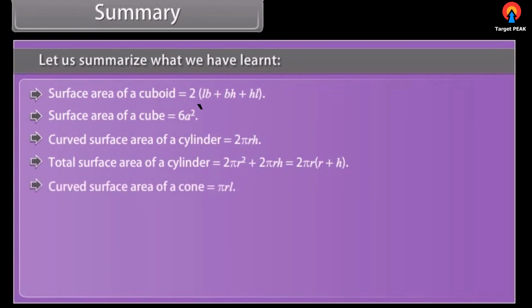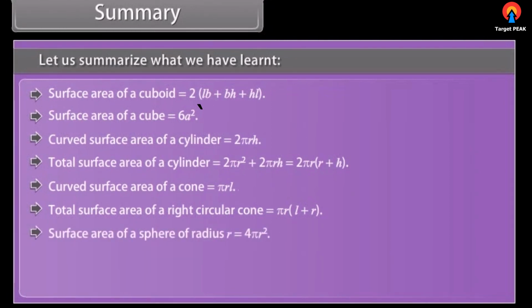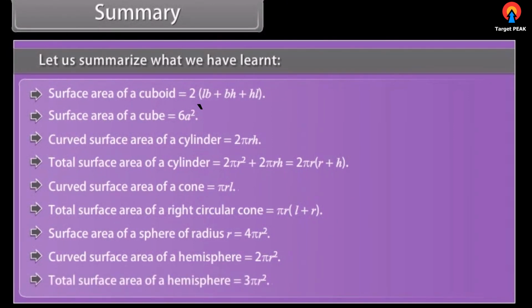Curved surface area of a cone is equal to pi rl. Total surface area of a right circular cone is equal to pi r into (L plus r). Surface area of a sphere of radius r is equal to 4 pi r square. Curved surface area of a hemisphere is equal to 2 pi r square. Total surface area of a hemisphere is equal to 3 pi r square.